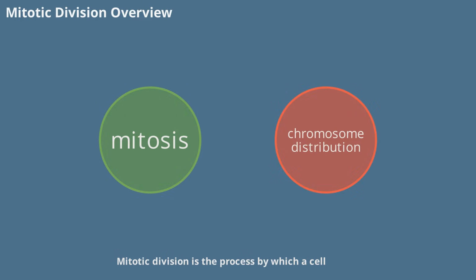Mitotic division is the process by which a cell distributes two sets of chromosomes into two separate nuclei. This ensures each daughter cell receives identical genetic information. The stages of mitosis, prophase, metaphase, anaphase, and telophase, are carefully orchestrated to maintain genetic integrity.